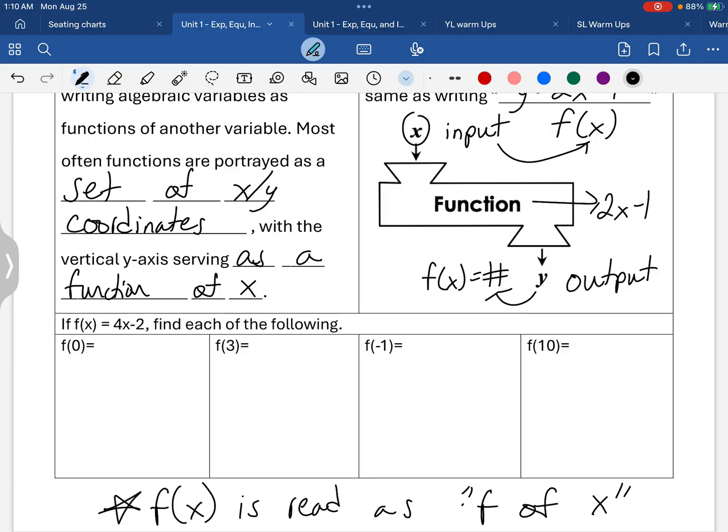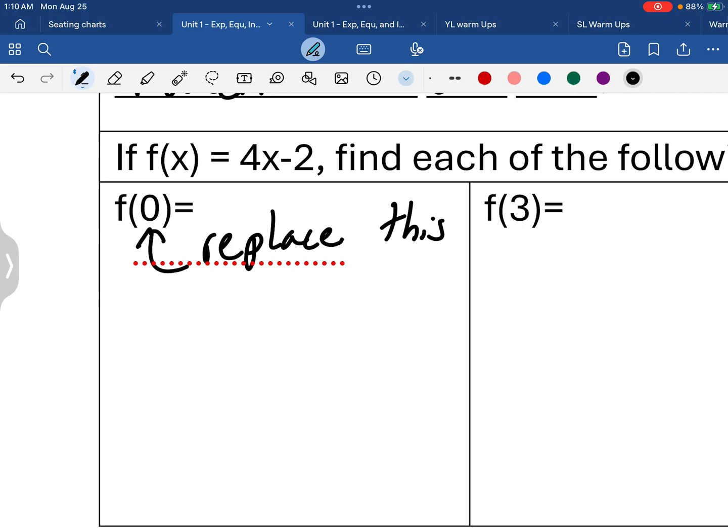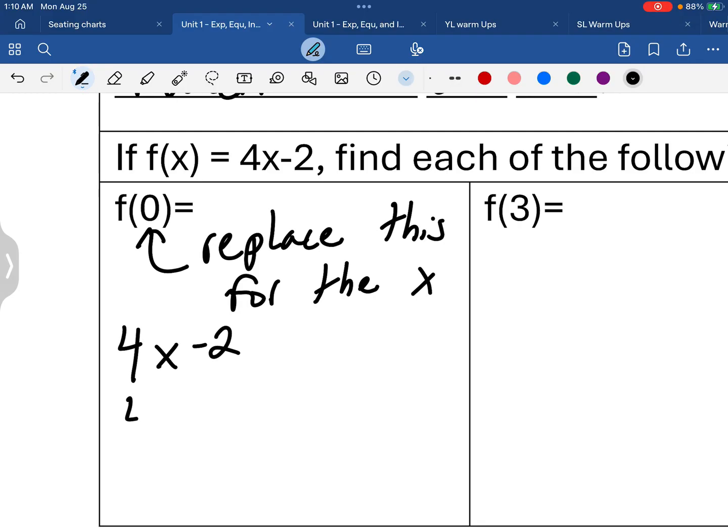So our next part, I'm just going to do a couple of these. It says if f of x equals 4x minus 2, then find each of the following. So all we have to do right here is take this and replace whatever number is inside the parentheses for the x. So instead of writing 4x minus 2, I'm going to write 4 times 0 minus 2.